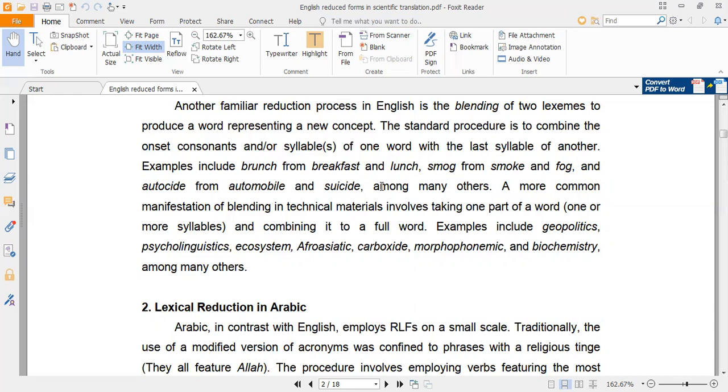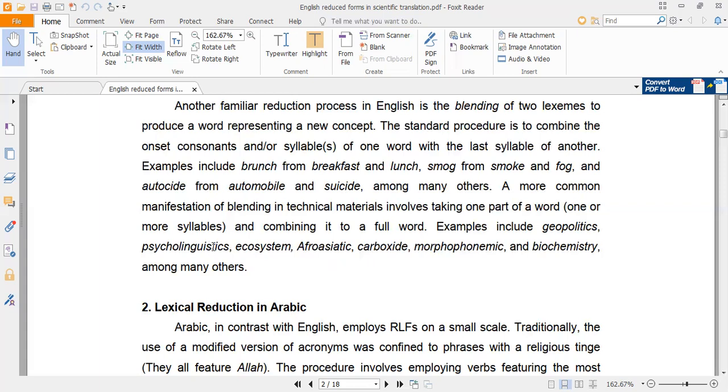geology, politics: we can take the first part, geo, from geology. Politics, we take the whole word, we associate the first part, geo, with the last word, so we have geopolitics. The same is psycholinguistics, from psychology and linguistics. Psycho is taken from psychology, linguistics is taken as a whole. We associate the first syllable from the word psycho with the word linguistics.